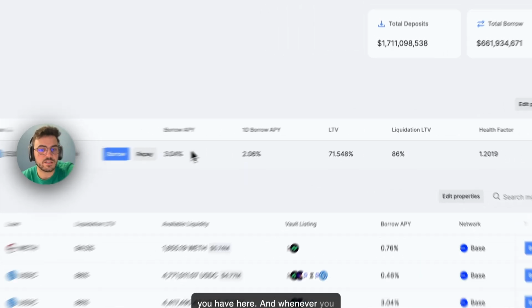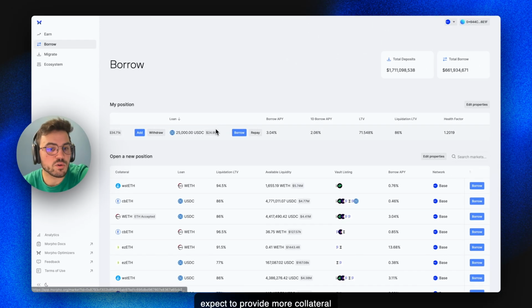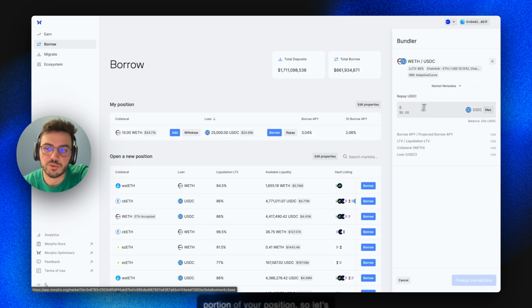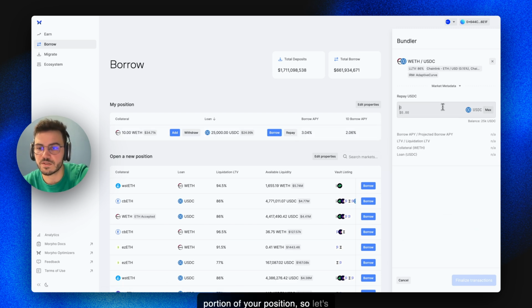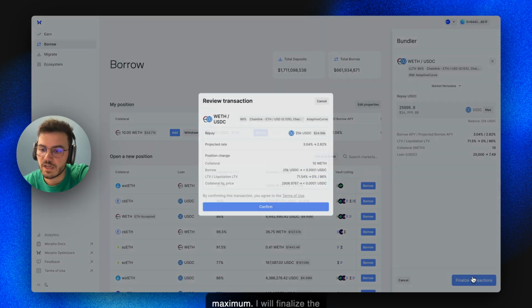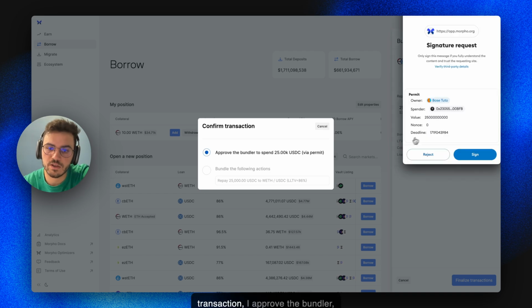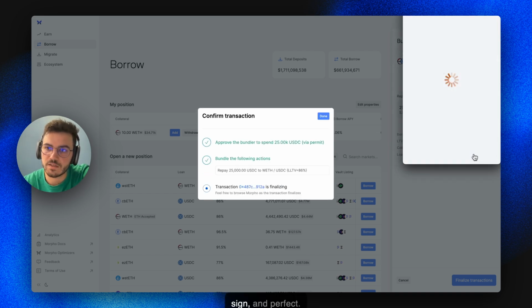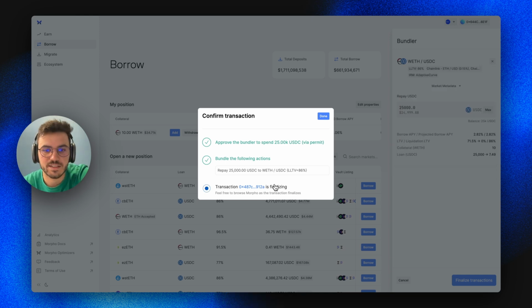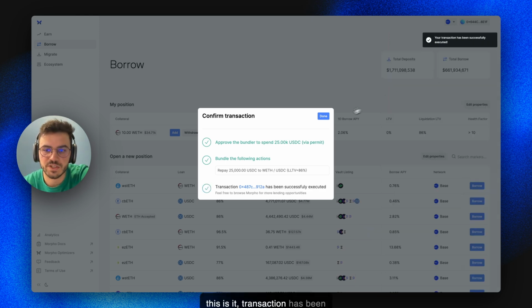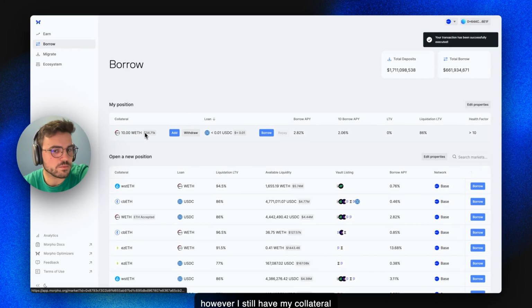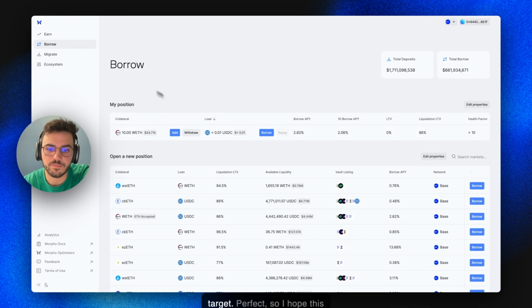And whenever you expect to provide more collateral or withdraw a bit of collateral, you can do it directly straight from here. You can also repay only a portion of your position. So let's assume I want to repay the maximum. I will finalize the transaction. I approve the bundler. I sign. And perfect. And this is it. Transaction has been executed. I no longer have a debt. However, I still have my collateral and I can also withdraw from it directly.